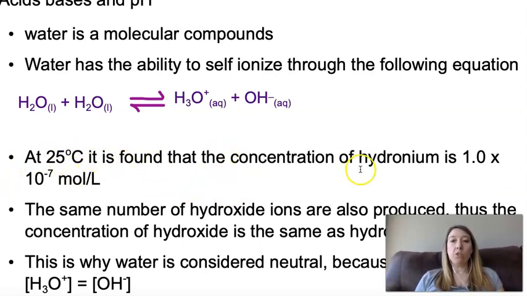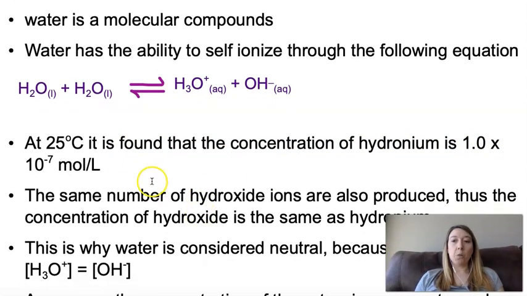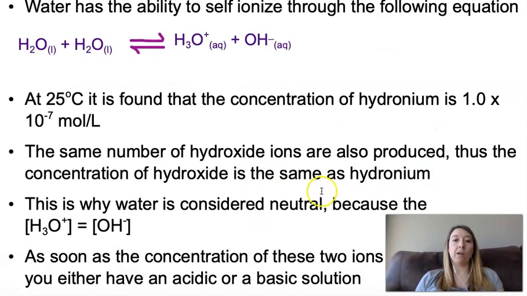What we find is that at 25 degrees, which in chemistry is generally what we consider room temperature, the concentration of the hydronium ion is 1.0 times 10 to the negative 7 moles per liter, which is quite a small concentration. The concentration of the hydroxide ion is also the same. They are equal to each other, both 1.0 times 10 to the negative 7. That's generally why water is considered neutral, because it has a balance between the hydronium and the hydroxide.